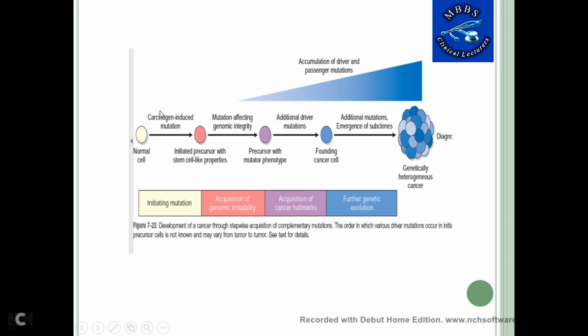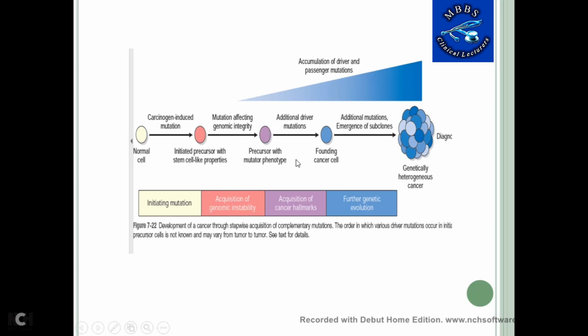Now, this picture is important to understand. See here that there is a normal cell, and then there is a carcinogen, whether it could be coming from a virus or from the atmosphere. So it is actually initiating a mutation. With this carcinogen induced mutation the cell can acquire a stem cell like property like a clonal expansion, and then there are a lot of mutations occurring. A lot of mutations can cause genomic instability, as we just discussed.